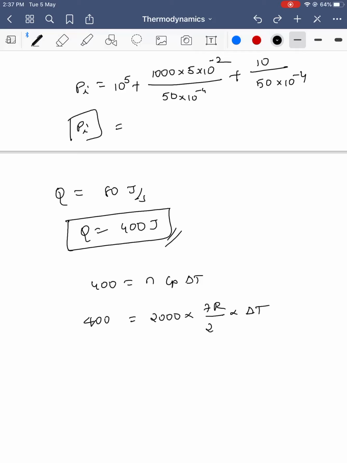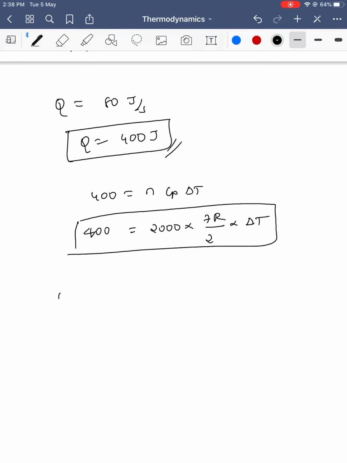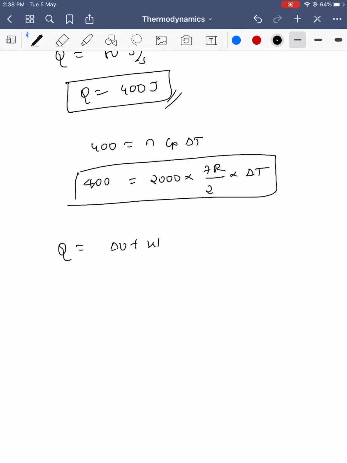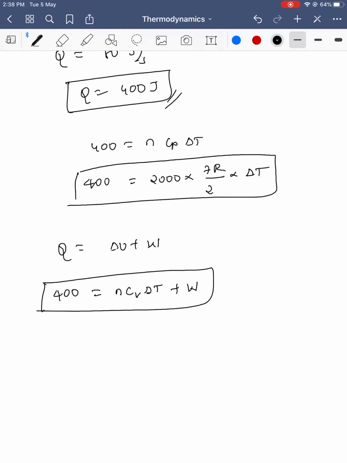After getting delta T, what are we supposed to do? Write the first law of thermodynamics. Q is equal to delta U plus W. Q is 400. Delta U, the change in internal energy, is nCv into delta T, plus W. So from here the Cv value is known. You can keep n into delta T as it is. So simplify this term and get the value of W, the work done.